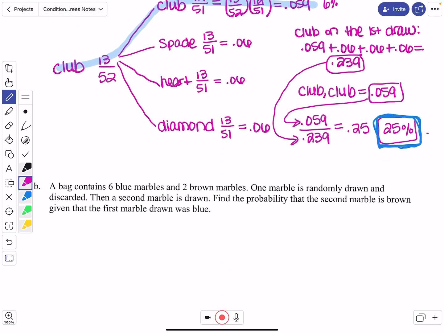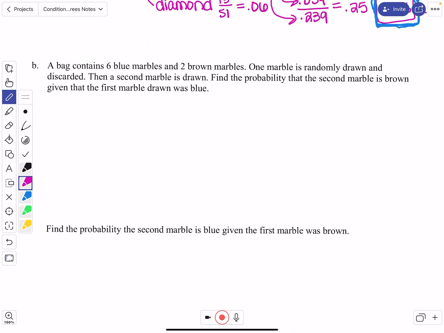Okay, so looking at our second one, it's going to be done the exact same way, okay? A bag contains 6 blue marbles and 2 brown marbles. 1 marble is drawn randomly and discarded. A second marble is drawn. Find the probability the second marble is brown given the first marble was blue.